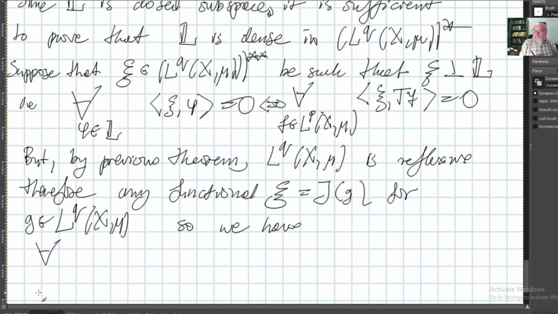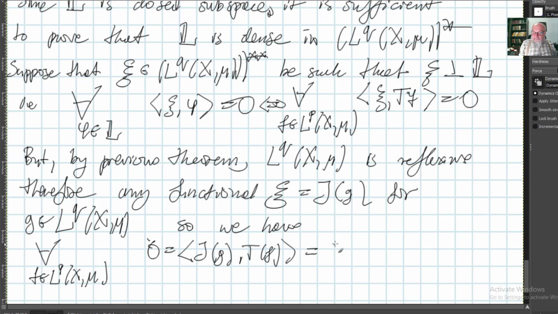So for every f belonging to L^p(X, mu), we have 0 equals j of g on T of f, but by the definition of the operator j, this is the same as T of f on g, which is the integral over X of f g d mu.